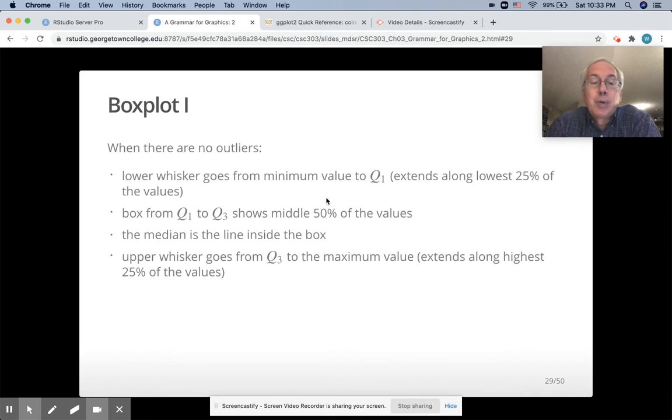So a couple of rules for how box plots are generated. Let's assume that there are no outliers, and we'll define what we mean by an outlier shortly. The lower whisker, those vertical bars that extend from the boxes, will go from Q1 to the lowest value. The upper whisker will go from Q3 to the largest value. The box goes from the first quartile to the third quartile, and the line in the middle of the box, inside the box, represents the median.